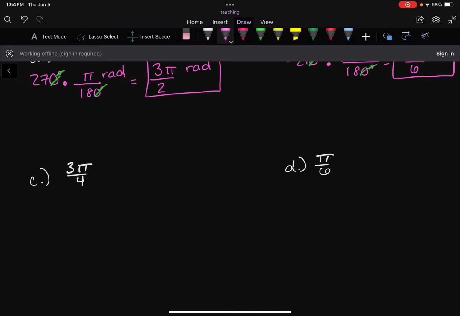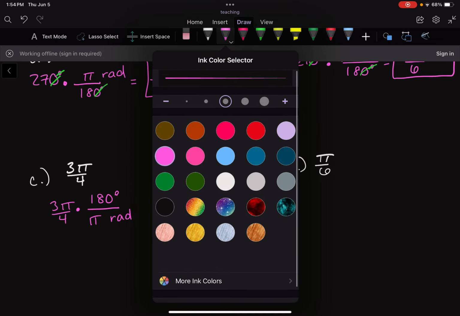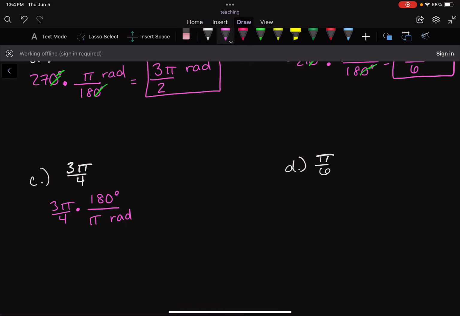Okay, so starting with 3 pi over 4, I'm still going to use the same conversion factor, but I'm going to multiply by the degrees at the top and the radians at the bottom. This is so that radians will cancel out. Technically this was in radians, so I can put radians here to keep that unit. So the radians cancel, pi cancels, and I'm left with 3 times 180 divided by 4.